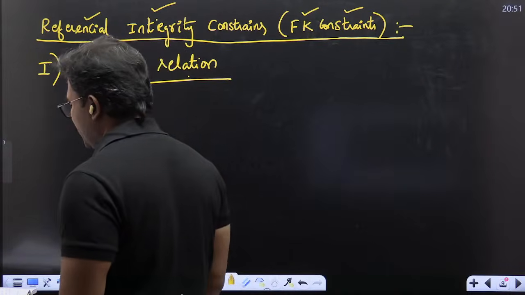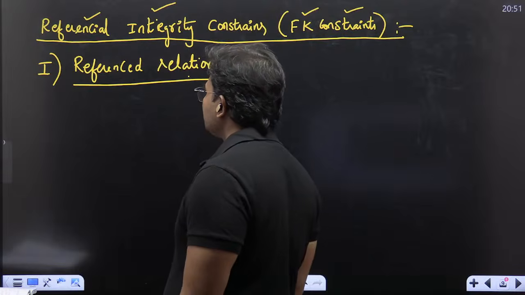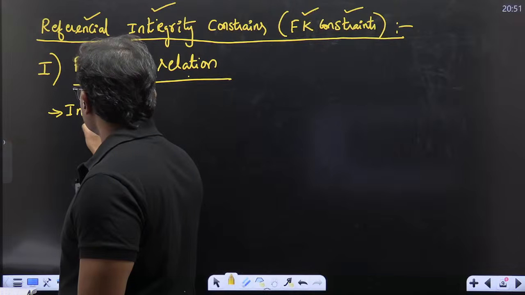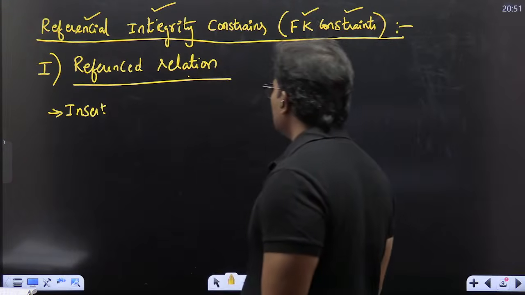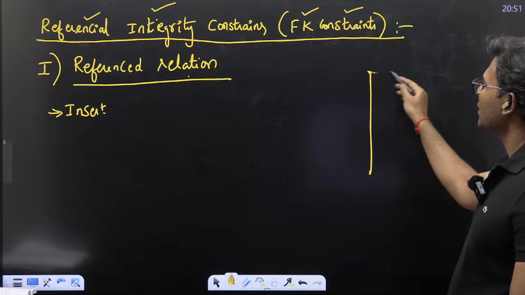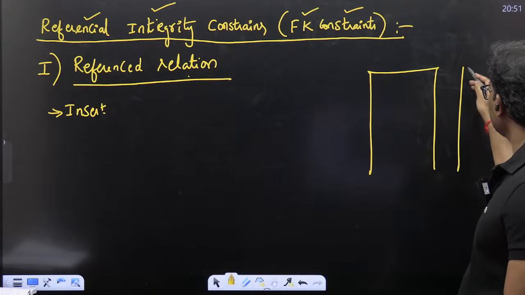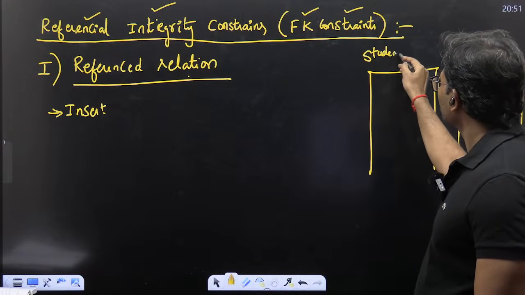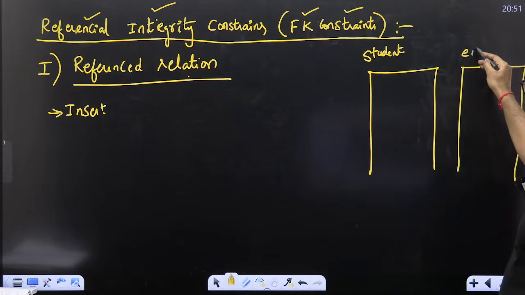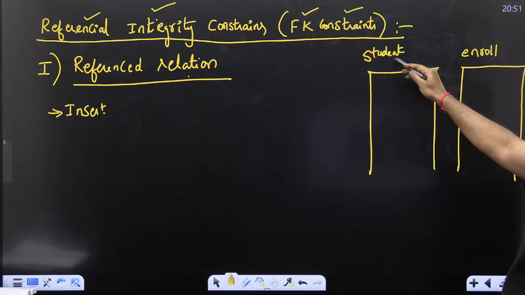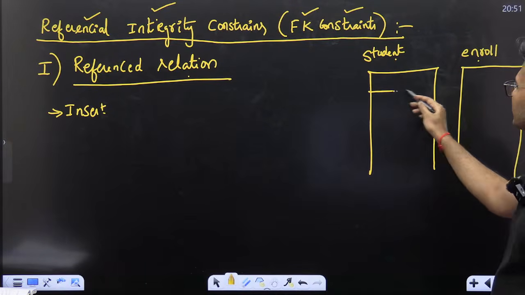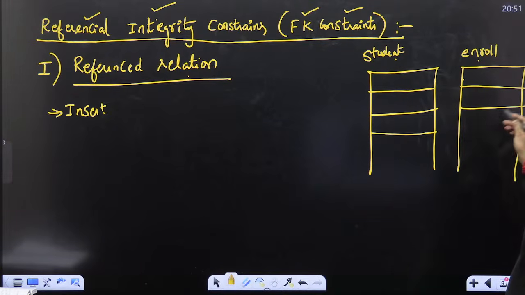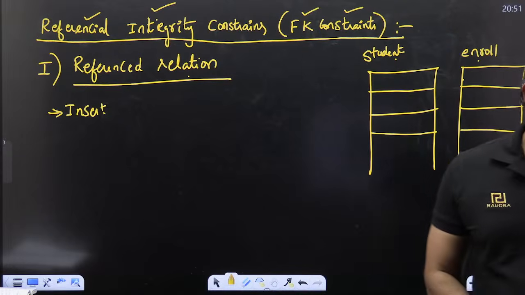Now reference relation. So for example, in reference relation, when you insert, see, let me draw a table here. So let us say there is a table. This is student table and this is enroll table.